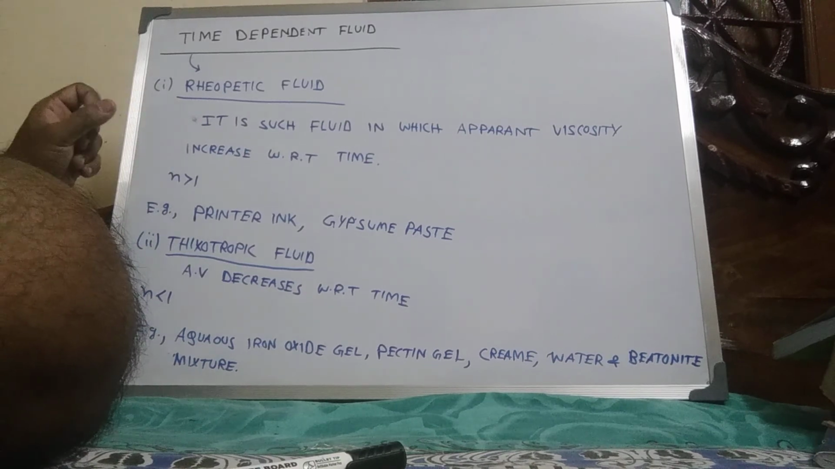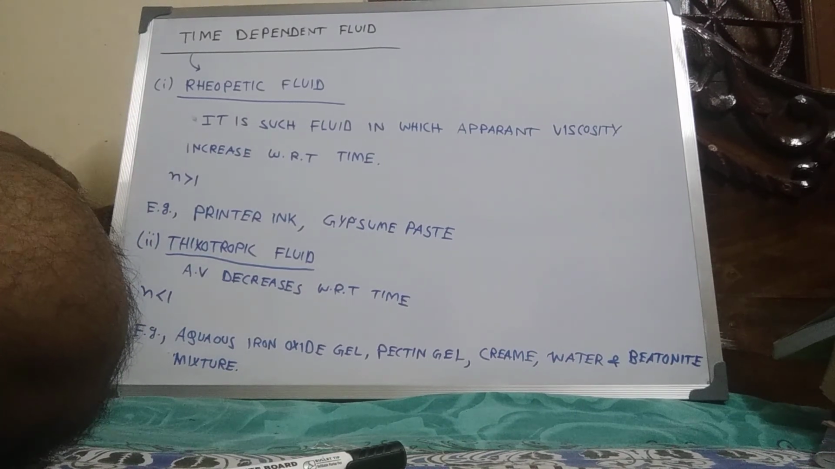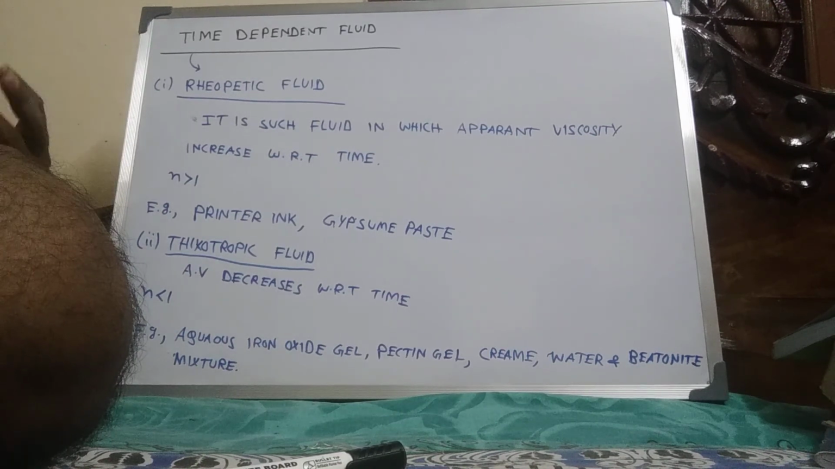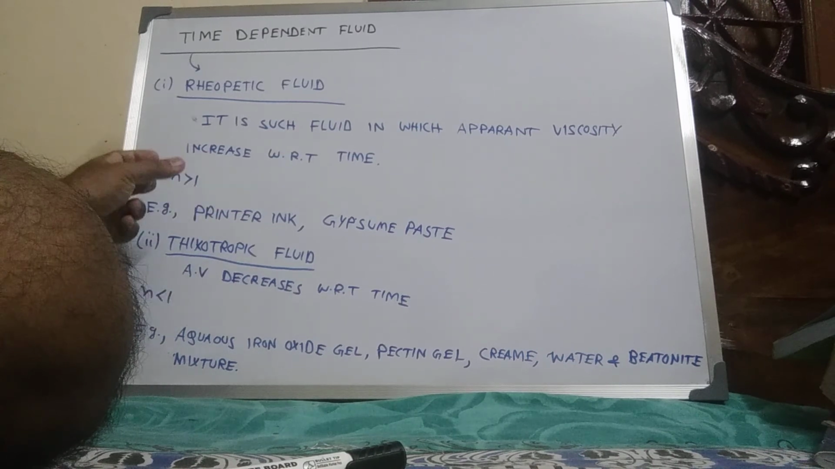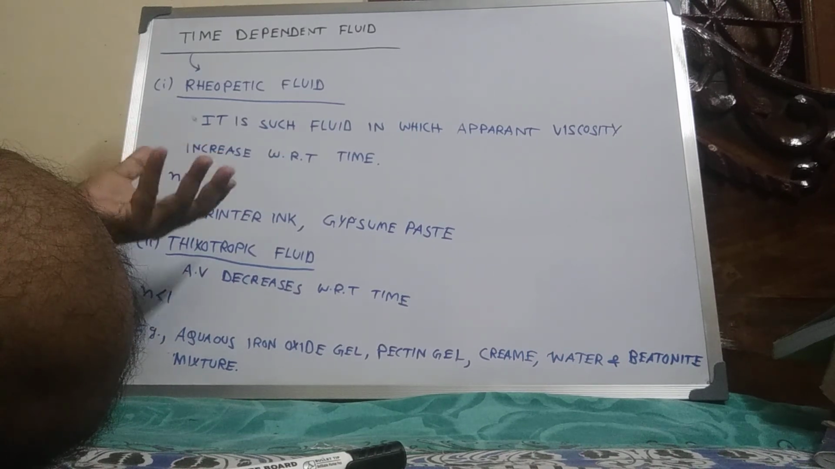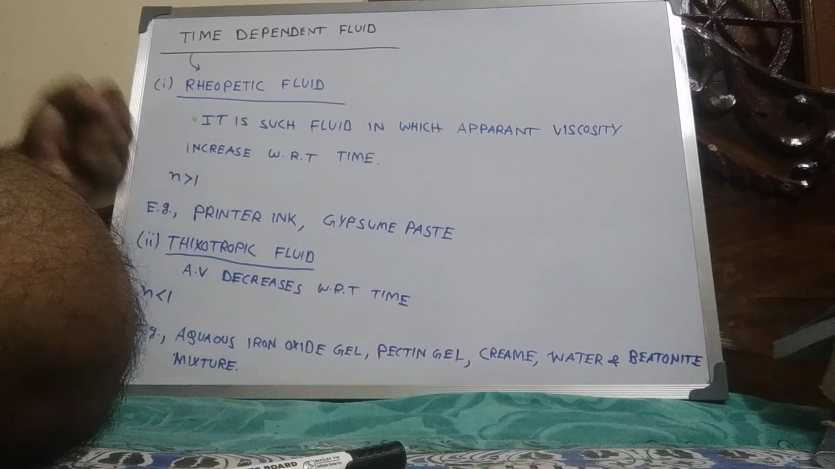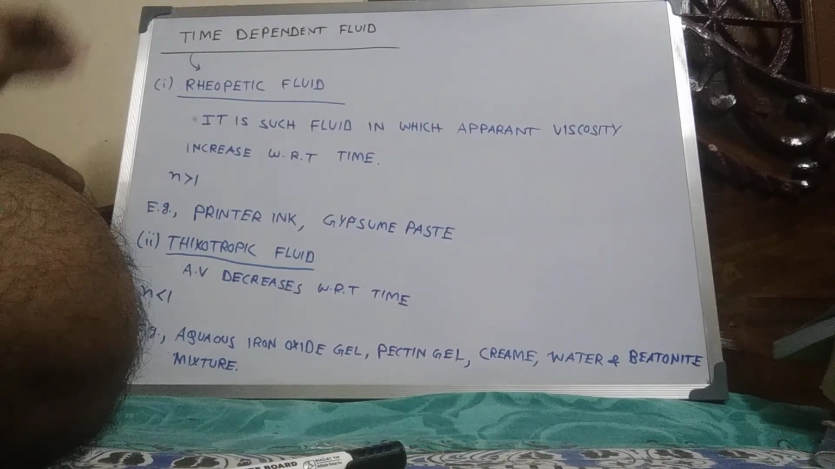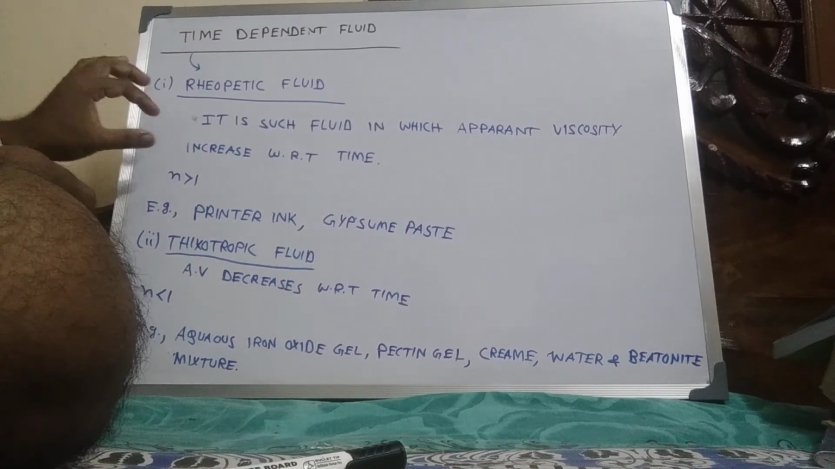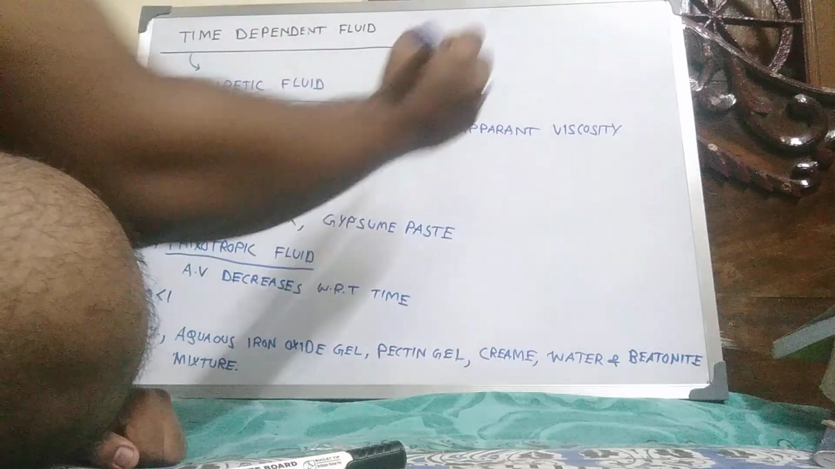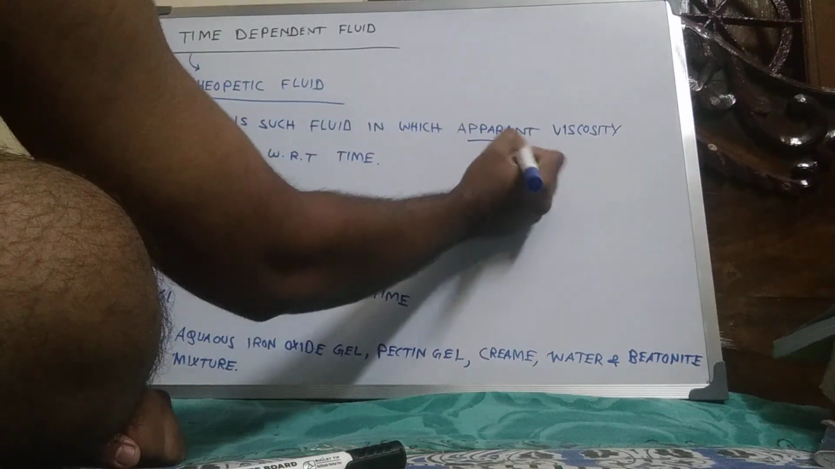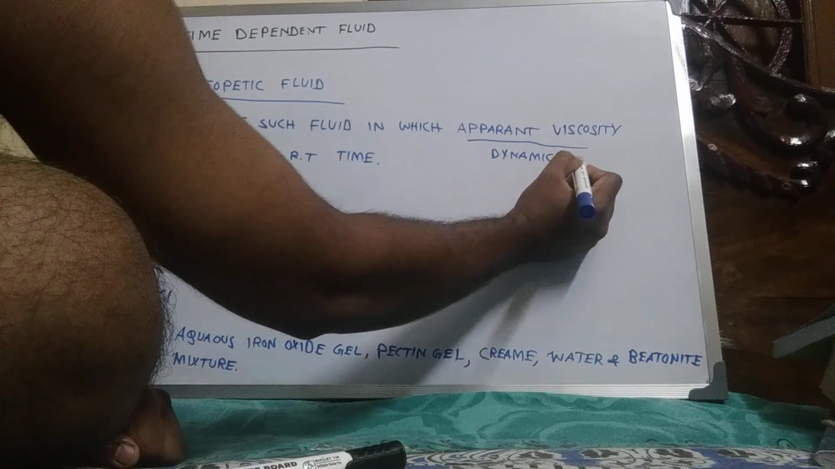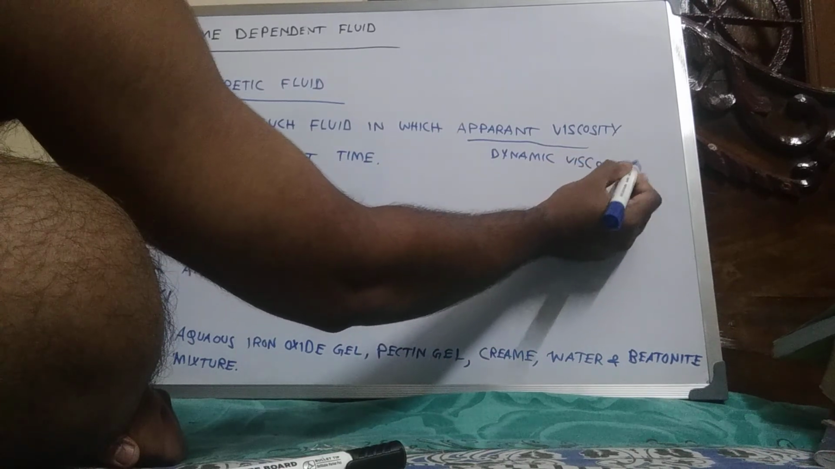And you can see rheopectic fluids. For rheopectic fluid, after some days these become deeper and thicker. After some days you can see this also, apparent viscosity increases. And apparent viscosity means this is the dynamic viscosity. Understand?